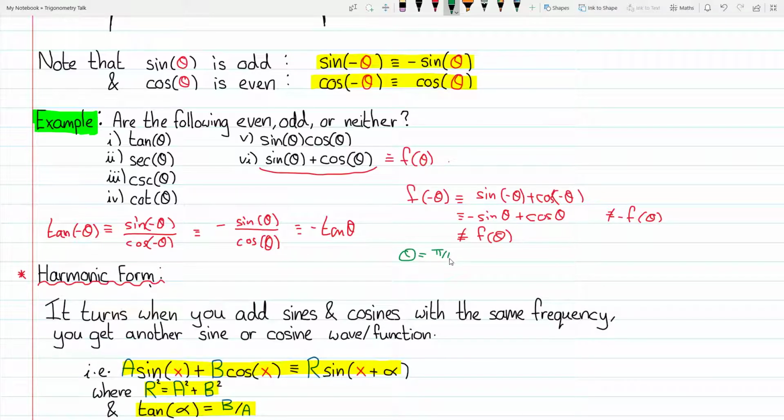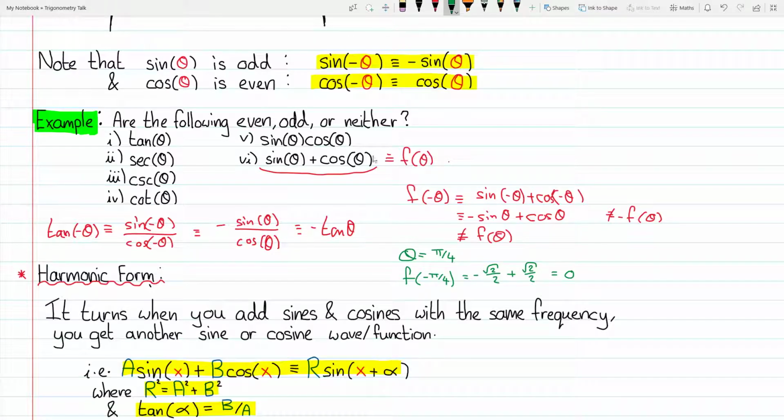if we pick theta equals pi over 4, well, f of minus pi over 4 is going to be negative sine of pi over 4, which I believe is the negative square root of 2 over 2, and cos of pi over 4 is plus square root of 2 over 2, which is 0. So we can show that f of negative theta is equal to 0 when theta is pi over 4.